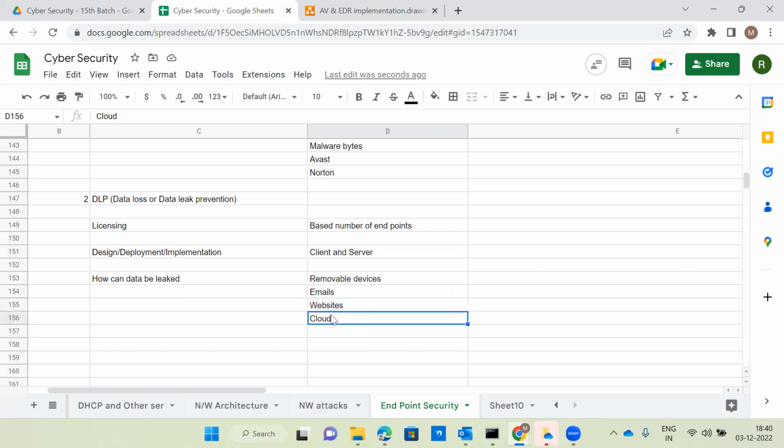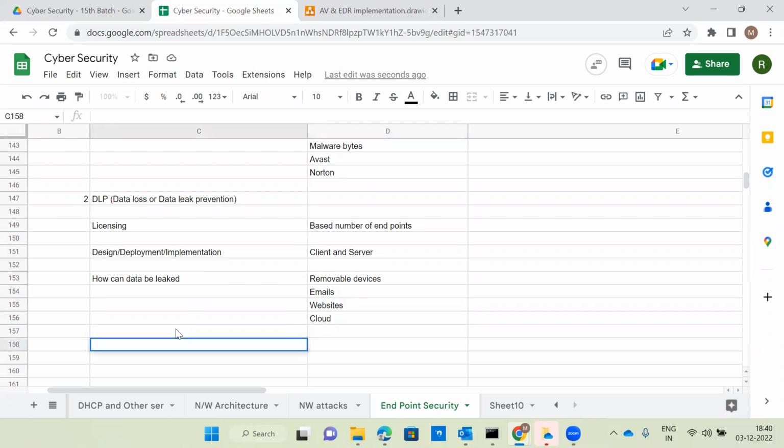Next one is through cloud. If you don't implement proper access control lists, security groups and permissions, and also generating the keys. Even in the cloud, we generate the access key as well as the secret key. If you don't manage these keys properly, finally data can be leaked. So these are all the ways the data can be leaked. Okay.